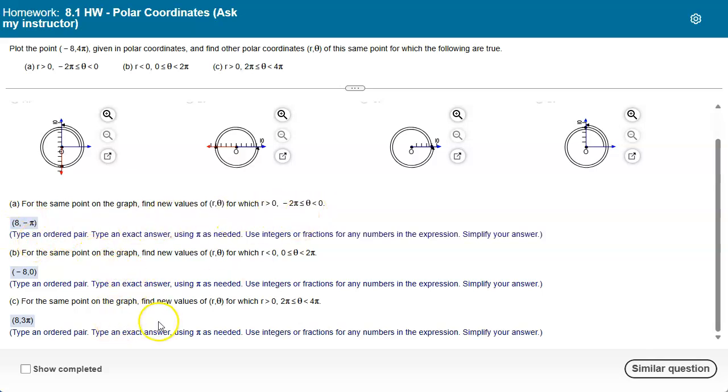For parts B and C, you're asked to do something similar here, but just watch that r is the correct sign, either negative in this case or positive in this case, and that theta meets its condition. So like in part B, theta has to be between 0 and 2 pi, but for part C, it has to be between 2 pi and 4 pi.